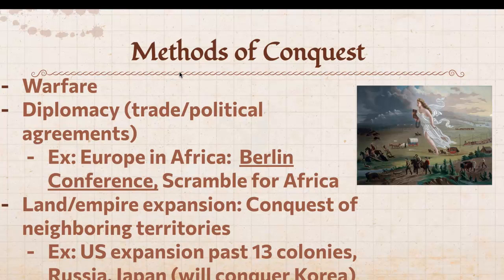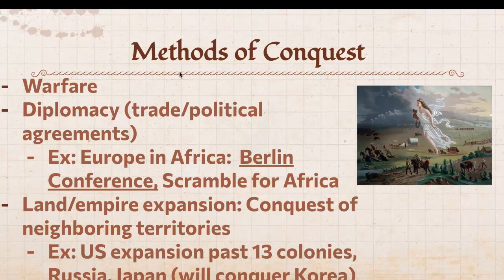An example of this in this time period is going to be how Europe imperialized Africa, and that is going to be through the Berlin Conference. They're going to essentially divide up Africa into all these different states and regions for then European countries to then claim as their own. This in history is referred to the Scramble of Africa.